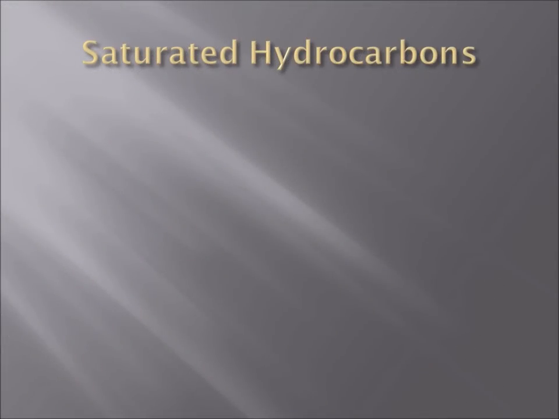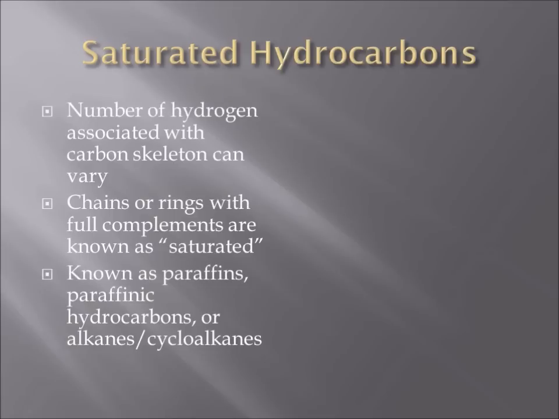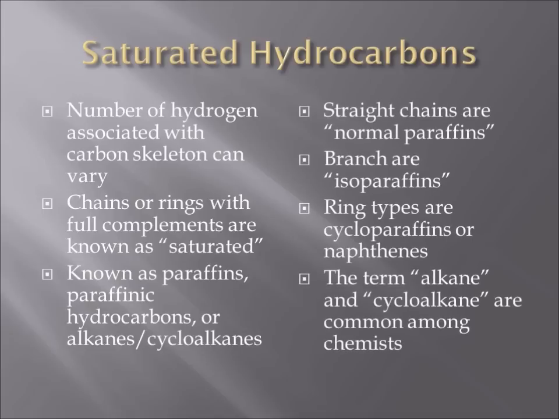In chemistry, saturated hydrocarbons refer to those chains or rings with full complements of hydrogens. These are known in the petroleum industry as paraffins or paraffinic hydrocarbons, while in chemistry they are referred to by chemists as alkanes or cycloalkanes. More specifically, straight-chain hydrocarbons are known as normal paraffins. Those with branches are isoparaffins. Finally, the ring types are referred to as cycloparaffins or naphthenes.